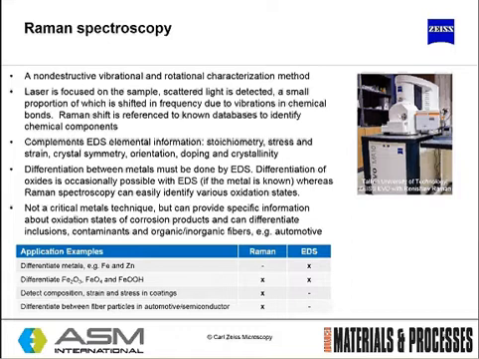And what this does is complement EDS analysis in that you're able to add oxidation state analysis and use this for stoichiometry, also stress and strain, crystal symmetry, orientation, doping and crystallinity. So differentiation between the metals themselves elementally must be done by EDS, but differentiation of the oxides is occasionally possible with EDS, but Raman spectroscopy can easily identify various oxidation states.